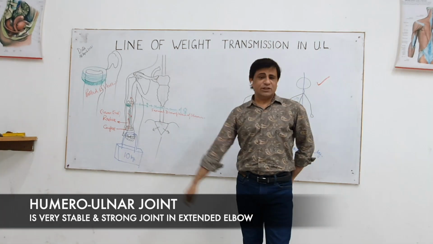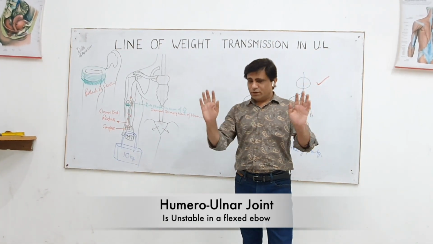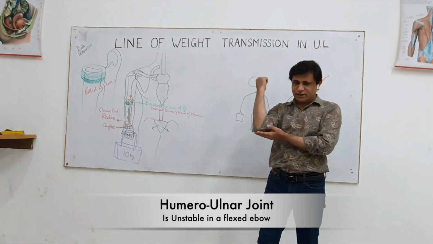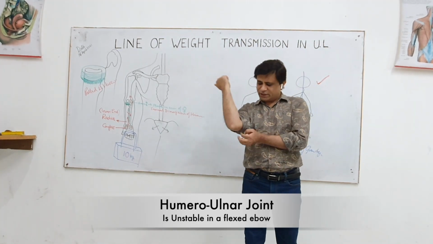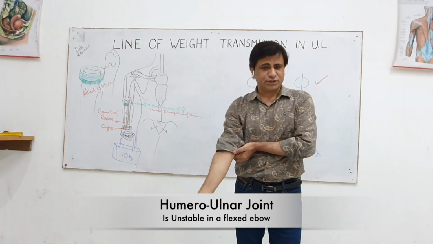So this is a very stable joint in an extended elbow. But think about the flexed elbow. Now if there is a flexion at 90 degrees, remember as I was telling, this ulna goes behind and goes inside the olecranon fossa.